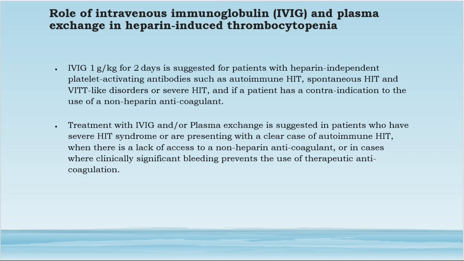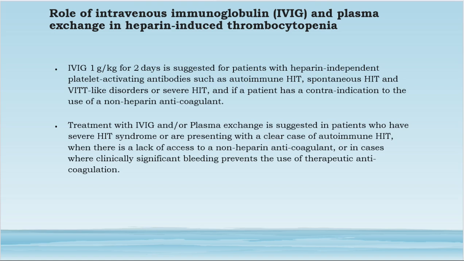Role of intravenous immunoglobulin, IVIG, and plasma exchange in heparin-induced thrombocytopenia. IVIG 1 g/kg for 2 days is suggested for patients with heparin-independent platelet-activating antibodies such as autoimmune HIT, spontaneous HIT and VITT-like disorders, or severe HIT, and if a patient has a contraindication to the use of a non-heparin anticoagulant.